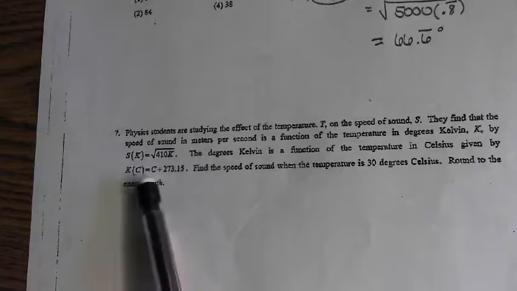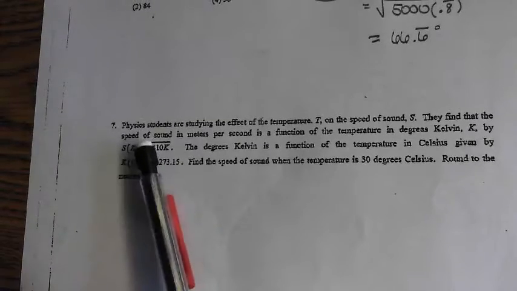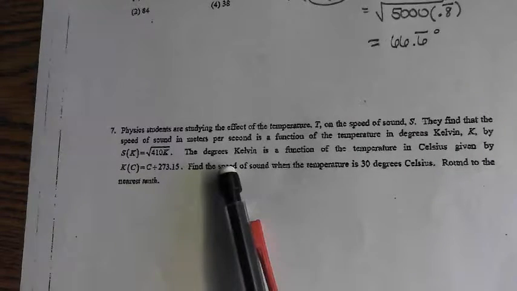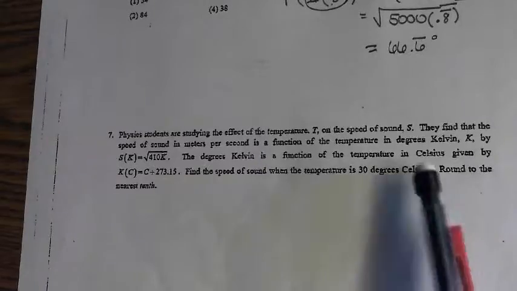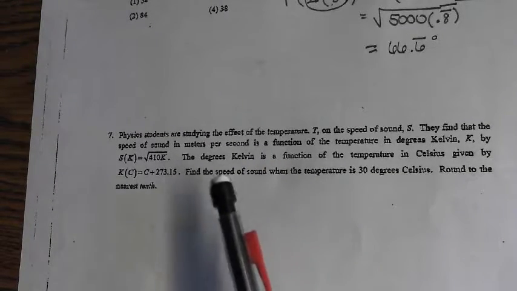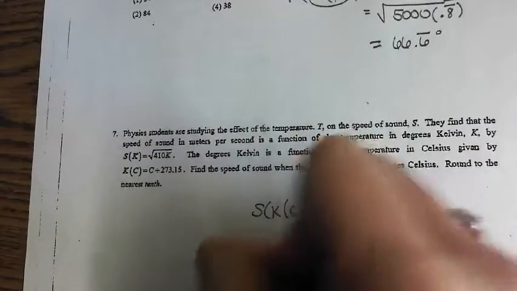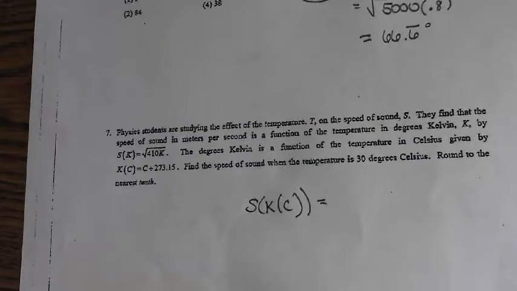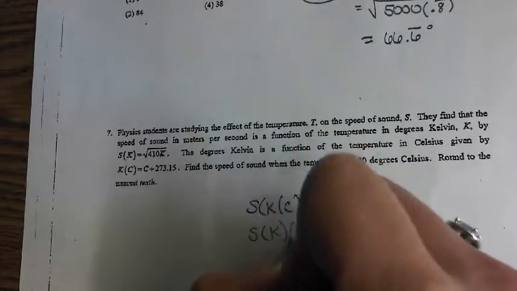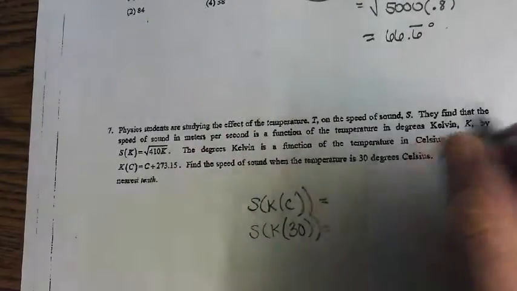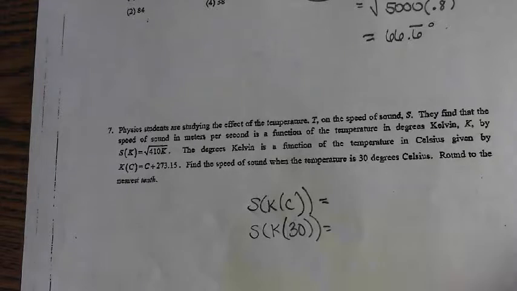Okay. This next one is very similar: S of K, and then K of C. They're going to ask you for the S, the speed, at a Celsius degree of 30, but we don't directly connect S with C. We have S of K and K of C. So there's your composition, and you would need to find S of K of 30 degrees Celsius, and it's kind of like a two-tiered problem. We're not going to finish that up, but let's see this stuff.